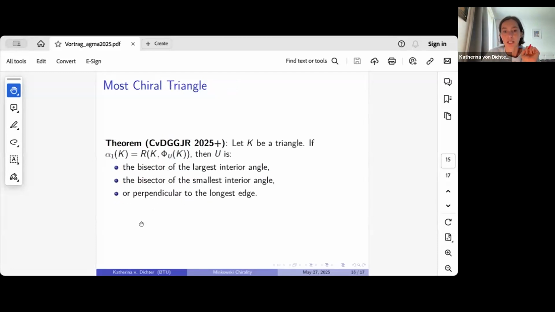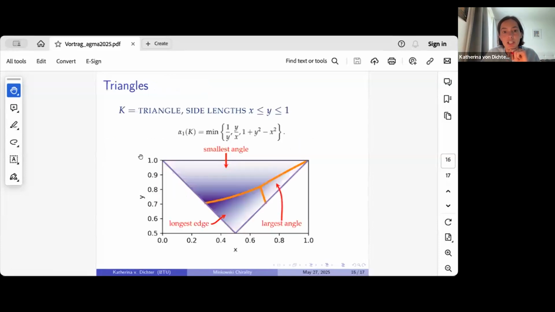The same we have done for the triangle. And it says that if K is a triangle and U is our reflection line, then U must be one of the following. It is either the bisector of the largest inner angle, or the bisector of the smallest inner angle, or it should be perpendicular to the longest edge. And the nice part of this theorem is that we could actually even see which case appears when, just by knowing the length of the sides.